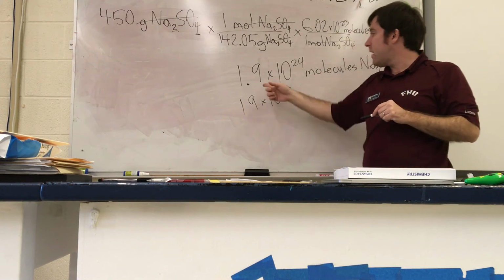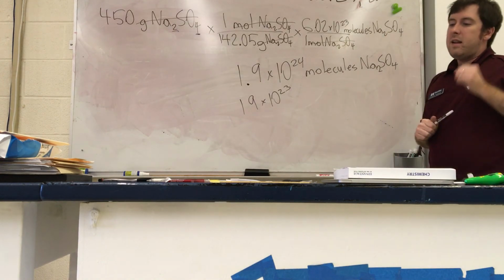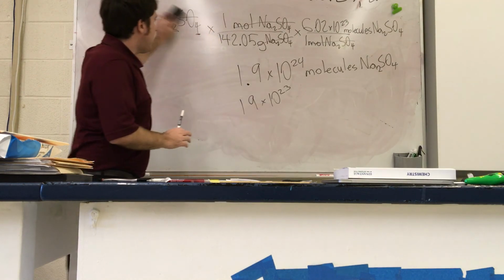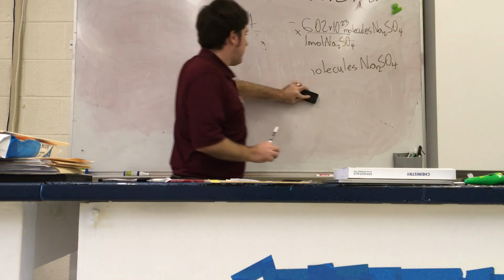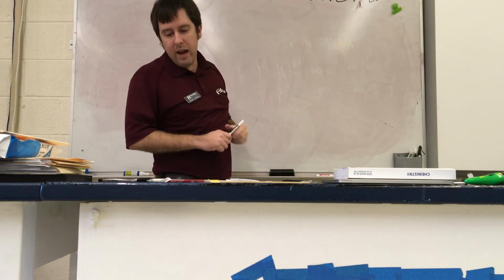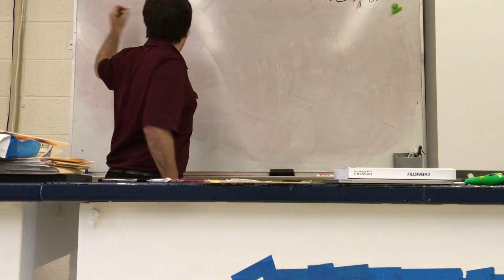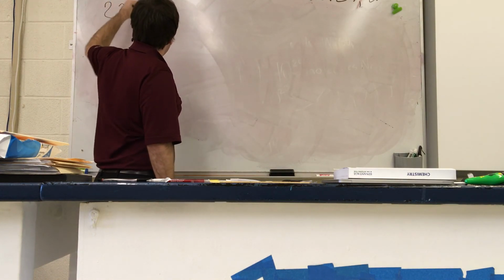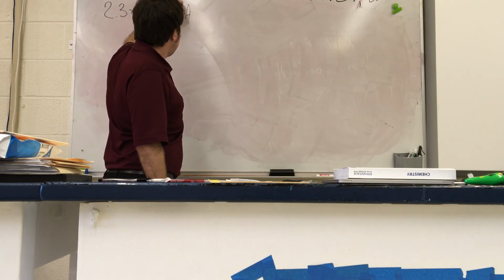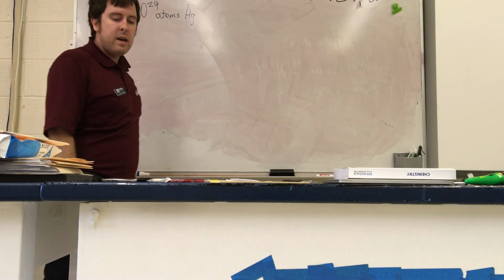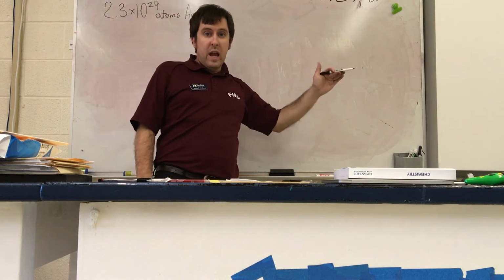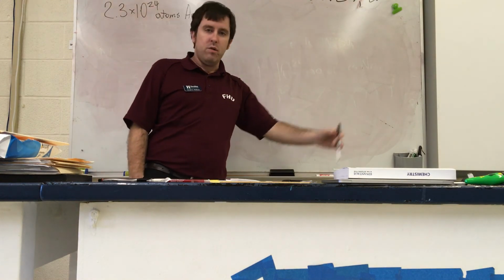Okay, so that's number 2. Right there's our answer. Number 3 is a little easier. Let's go in the other direction, but it's easier. So number 3 is asking you how many grams are in 2.3 times 10 to the 24th atoms of silver. We're going this time from atoms to grams. And so we're going to have to, once again, go through the step of going to moles.